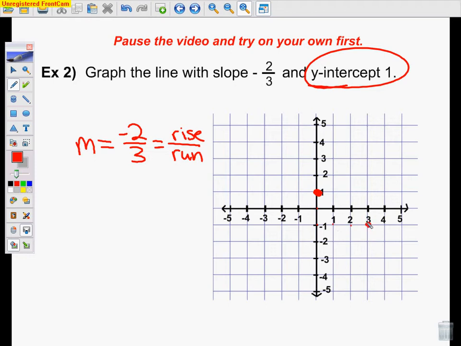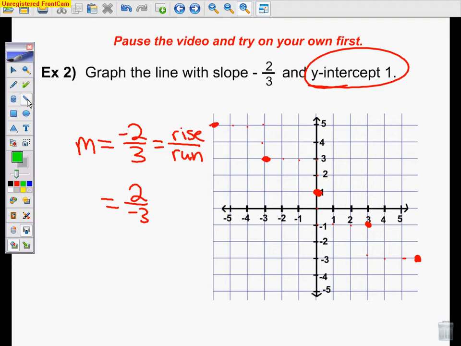1, 2, 3. Alright, and we can go from this point again, we can make more points. Down 2, right 3. So there's that point there. Now remember, negative 2/3, a negative 2 over a positive 3 is the same thing as a positive 2 over what? Negative 3. So we could have started from this point and also went up 2, and then a run of negative 3 would mean go to the left 3. 1, 2, 3. Up 2, left 3.